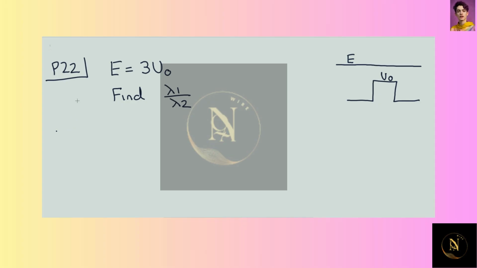Okay. In this problem, we have a particle approaching a potential bump with height U naught, and we know the relationship between the particle's total energy E and this height of the potential bump. We know that the energy is 3 times that height. We're asked to find the ratio of wavelengths for this particle. When it's in the bump, we'll call that lambda 2, and when it's out of the bump, call it lambda 1. So the only real equation we need to use for this is the de Broglie wavelength definition.